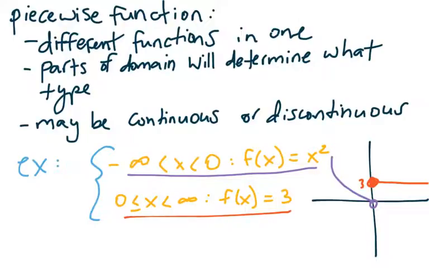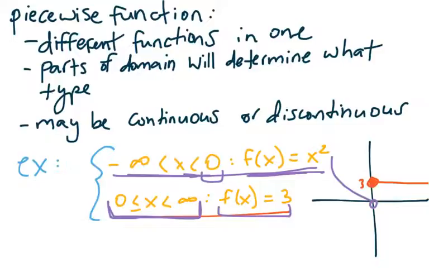A piecewise function may be continuous or discontinuous. So sometimes you might see gaps in the y values of the same function. An example of one is from negative infinity to 0, the f of x equals x squared, and this is not inclusive of 0. For 0 inclusive through infinity values of x, the f of x equals 3.